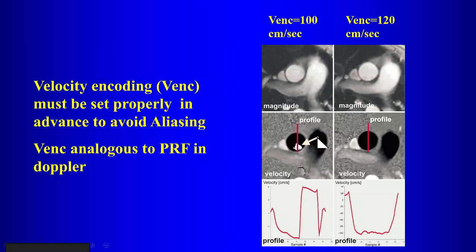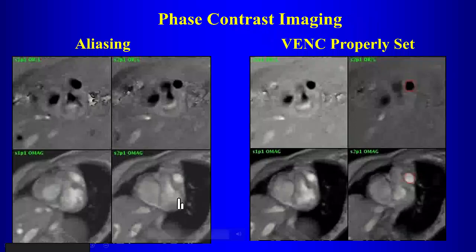So how do we fix that? Well, that means that the blood flow here is higher than 100 centimeters per second. We need to increase our velocity encoding gradient higher than that. So when we increase it to 120, now the whole ascending aorta is black. Now we don't have any aliasing, so now we've selected it properly. So it's analogous to the pulse repetition frequency in Doppler. What does this mean? This means that after you run the imaging sequence, if you're doing phase contrast imaging, you have to look at the images and make sure there's no aliasing to make sure that you've acquired your information correctly.